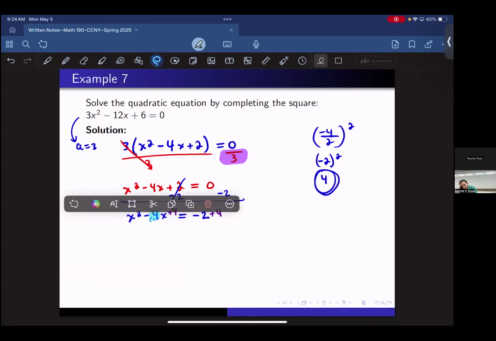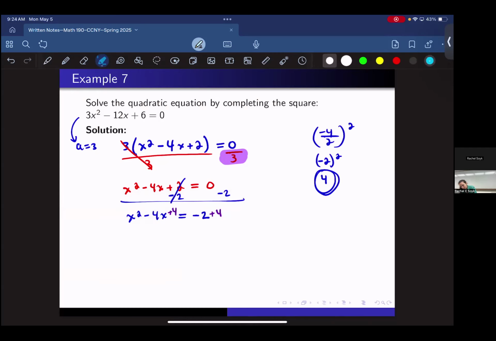It's different colors here, so you're not confused. So this is our b value. This is our yellow, and then this is our blue we're adding to both sides. So we're looking at x squared minus 4x plus 4 is equal to 2. Now we can factor that left-hand side into x minus 2 in parentheses squared is equal to 2.